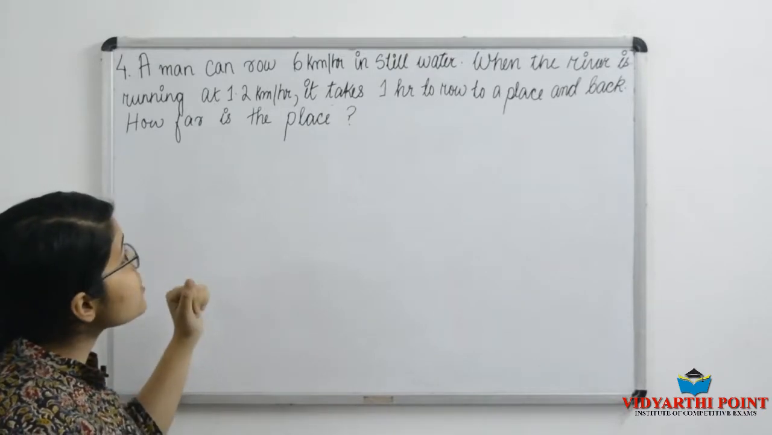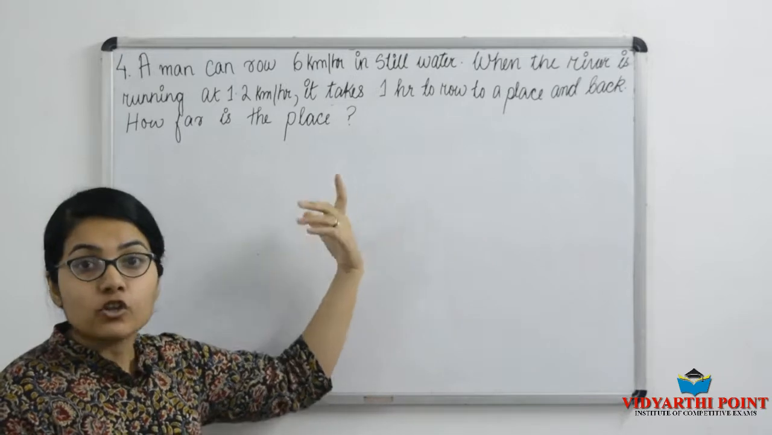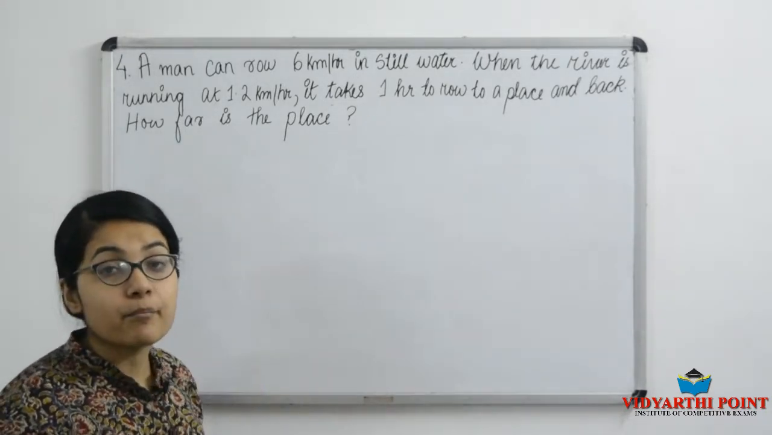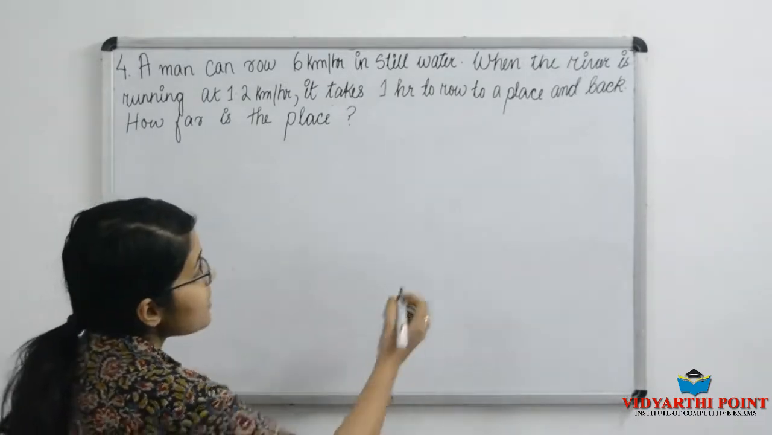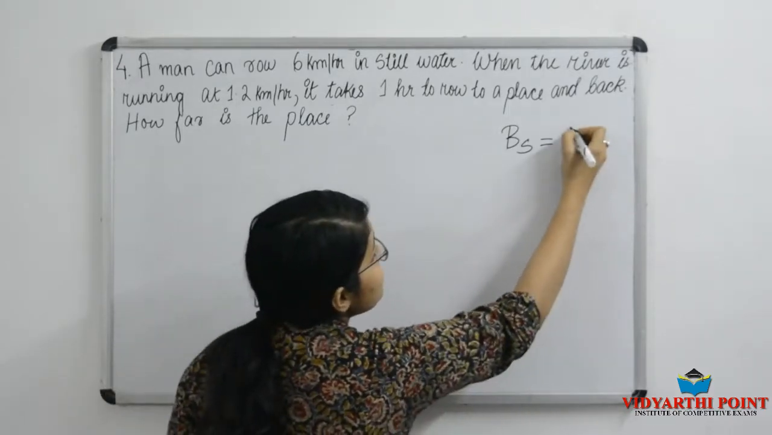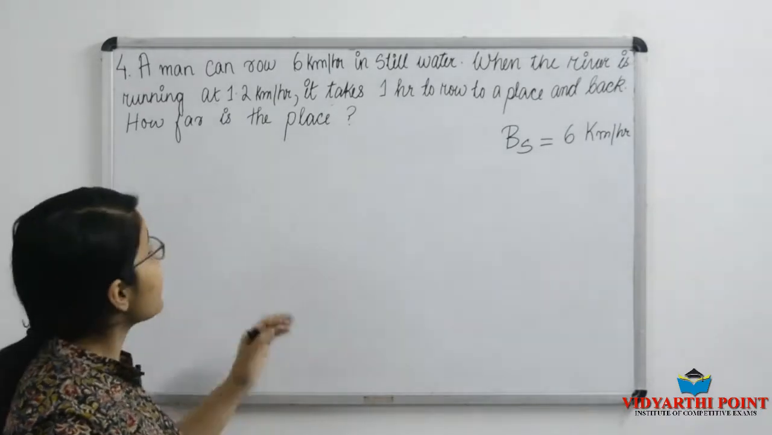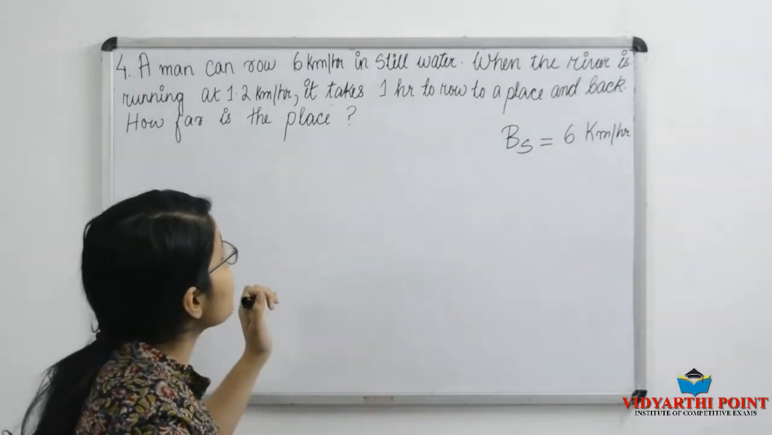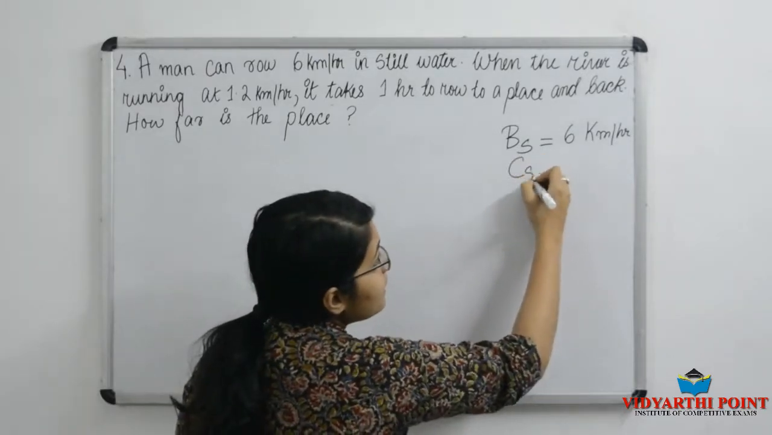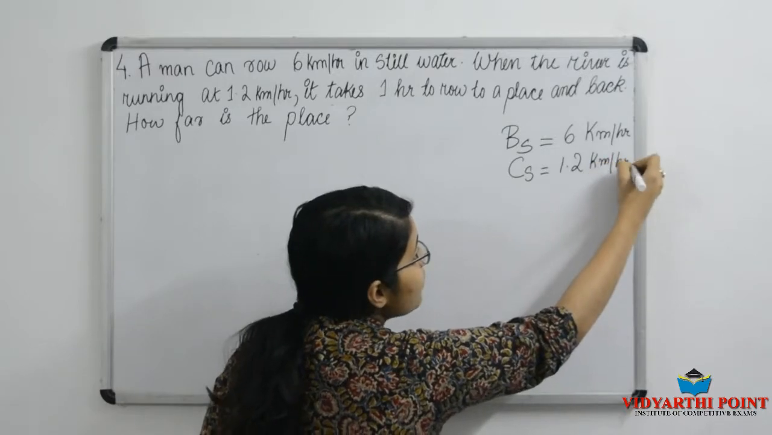A man can row 6 km per hour in still water. That is, this is not the downstream or the upstream speed, but this is the speed of the boat in still water. Here speed of boat in still water is given, which is 6 km per hour. When the river is running at 1.2 km per hour, that means this is the speed of the current, which is 1.2 km per hour.